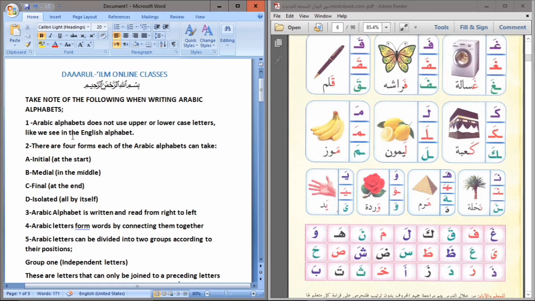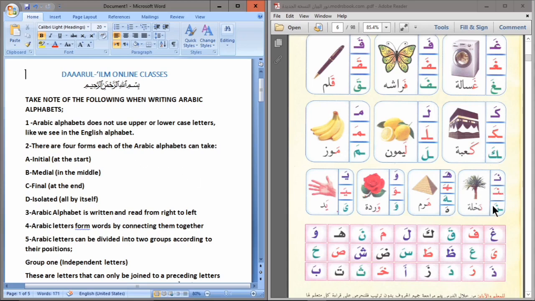Two is that there are 4 forms each of the Arabic alphabet can take. In writing a letter in Arabic, the letter can either come at the initial stage, that is at the start, or in the middle, or in the final, that is at the end, or it can be isolated, that is it will stand all by itself. Example, as you can see in this letter nun, this is how nun is written at the beginning. So that is the first stage.